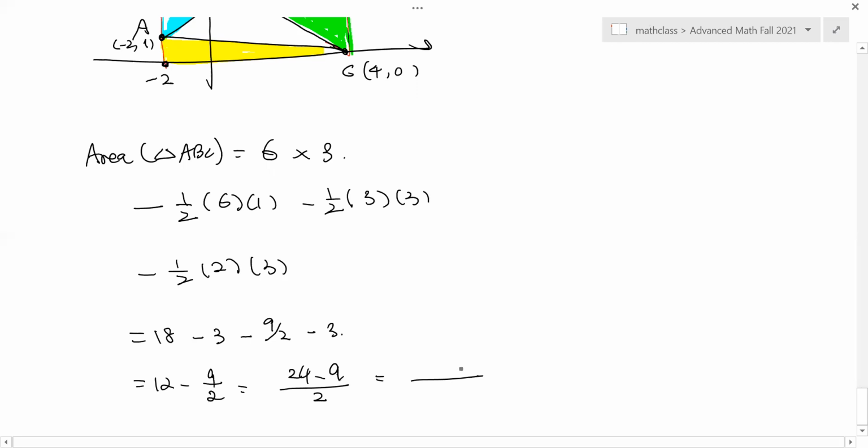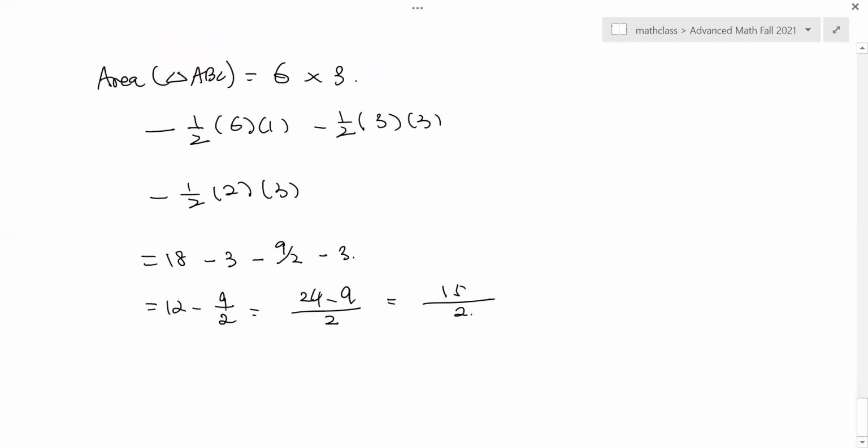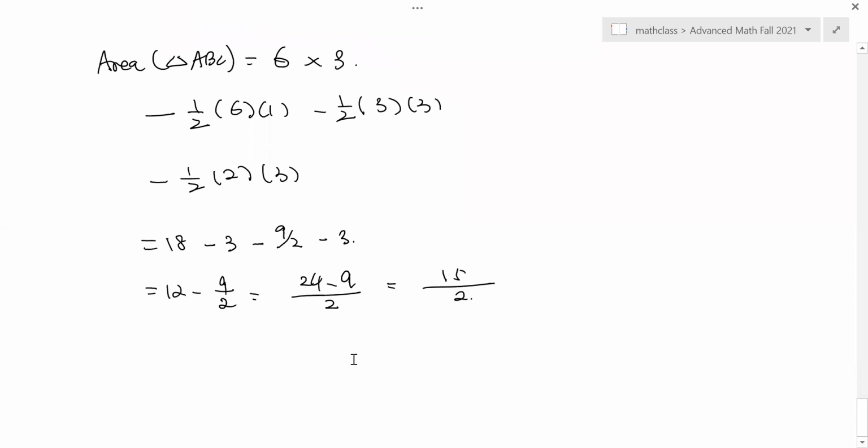I think that is going to be 15 over 2, right? Okay, so it's a fraction, it's nice. Right. So that's the area. So it's called the subtraction method.